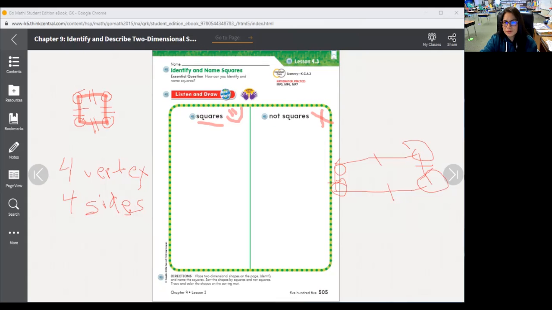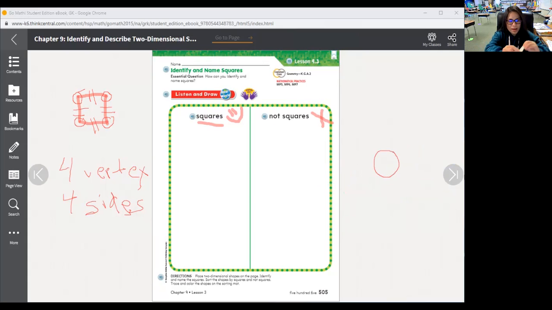Okay, so let me get my eraser, oops. All right, so I'm going to go ahead and draw them over here on the right since I drew all this stuff down here. All right, here we go. All right, so I'm going to draw a shape and you're going to tell me yes, a square or not a square. Okay, ask somebody real quick.